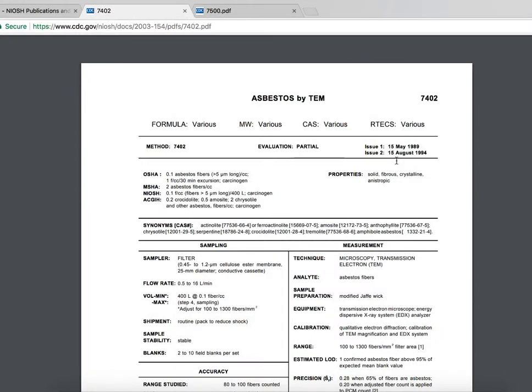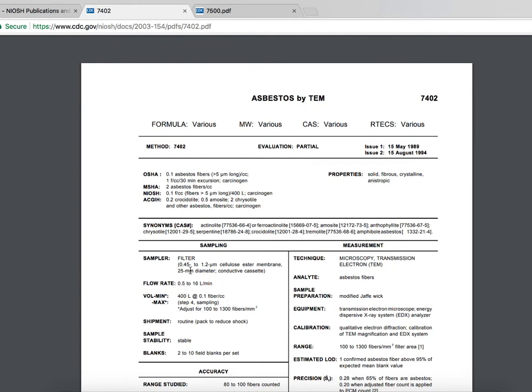So here we can take a look at yet another method. This is used to sample for asbestos with the analytical technique being microscopy, transmission electron microscopy, or TEM. And here you can see there's a variable flow rate from 0.5 liters per minute all the way up to 16 liters per minute. And based on how long we're going to sample for, we need to meet our minimum and our maximum sample volume. We can set our flow rate, or our liters per minute.